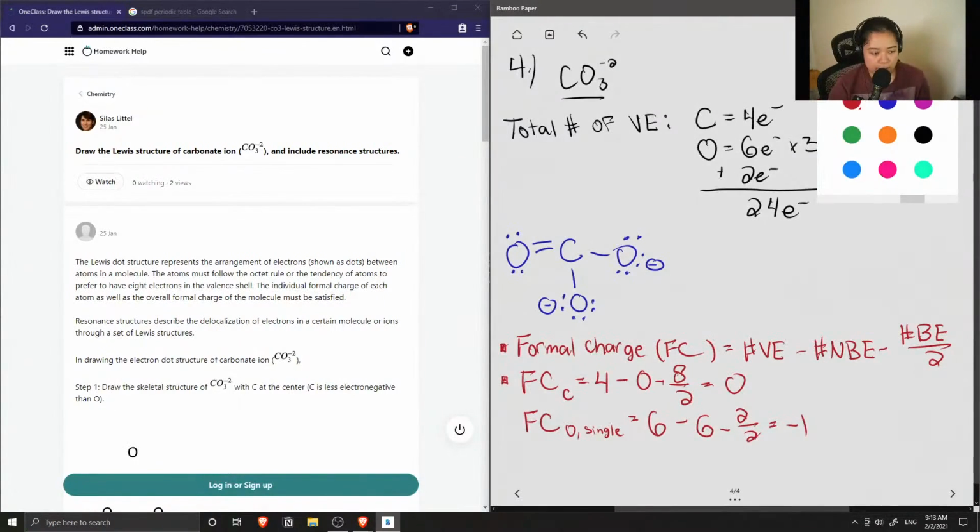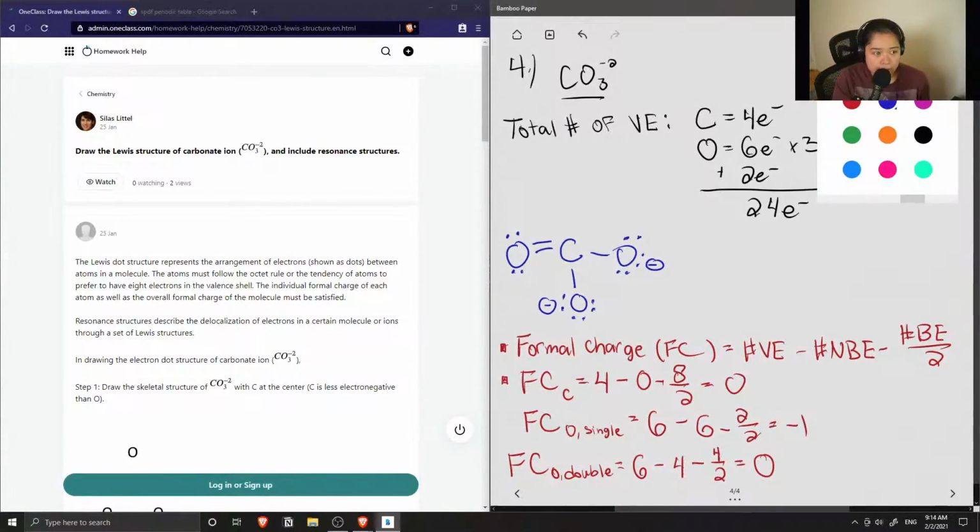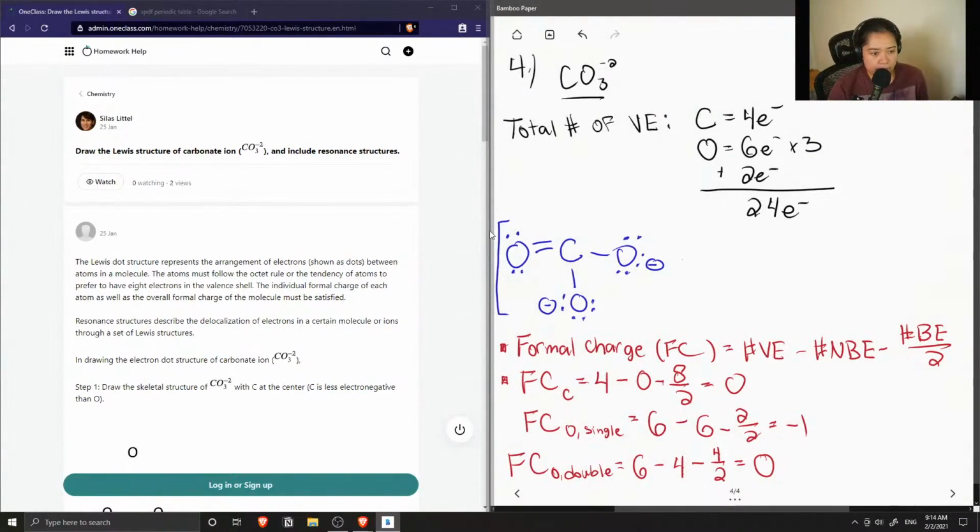And let's just also calculate the formal charge of our double bonded oxygen. Again, there are 6 valence electrons, but the number of non-bonding electrons is now 4. And since we have a double bond, we have 4 bonding electrons divided by 2, which is a neutral atom. Okay, so this is one of the resonance structures of the carbonate ion, and we can draw 2 more where we just show the double bond on a different oxygen every time.